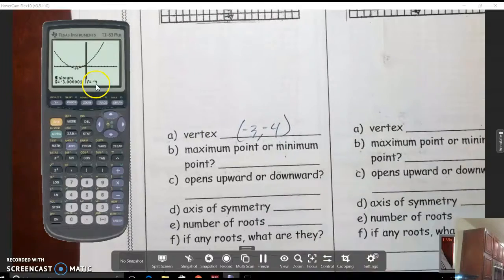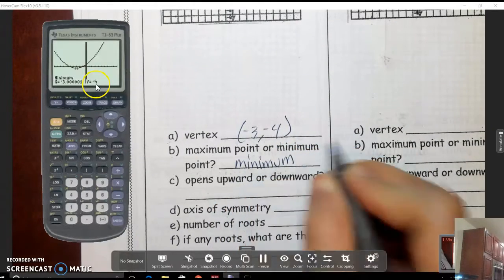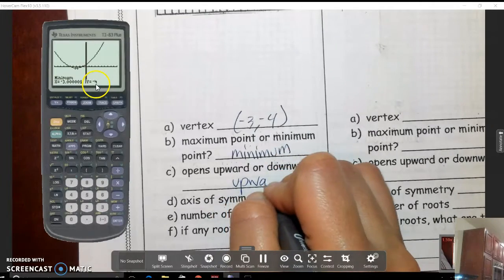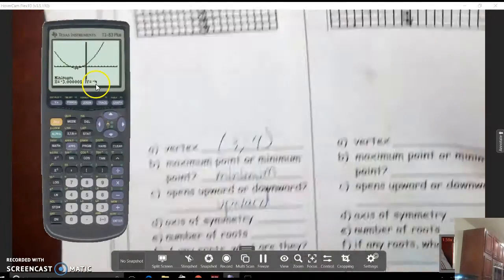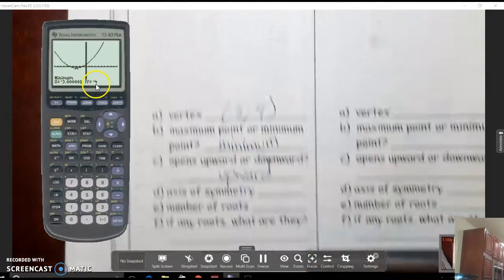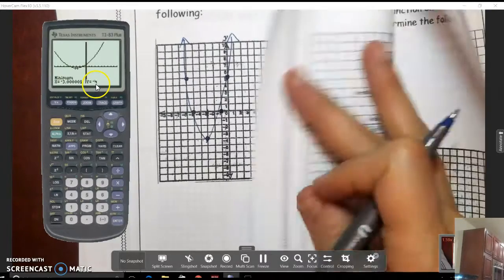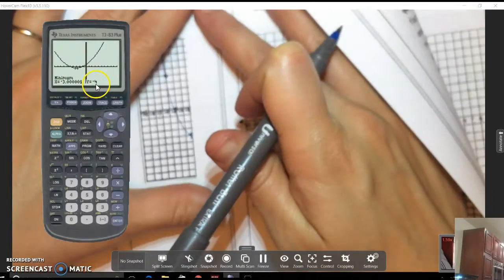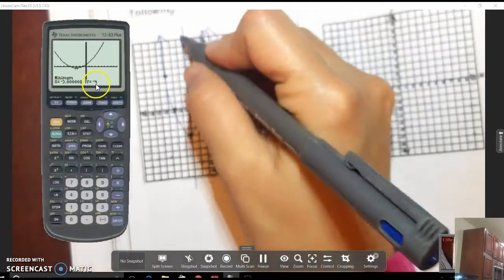It's a minimum. It opens upward. As you can see, right? It opens upward. And axis of symmetry. Okay, axis of symmetry, remember, is that line that breaks the quadratic into 2 equal pieces, or 2 mirror images, I should say. So it's going to be right here. So that's going to be this line right here.